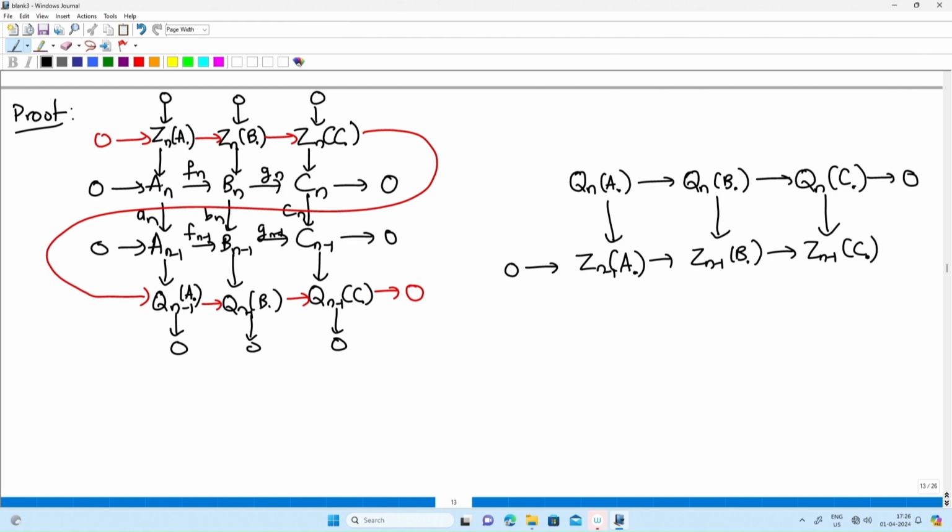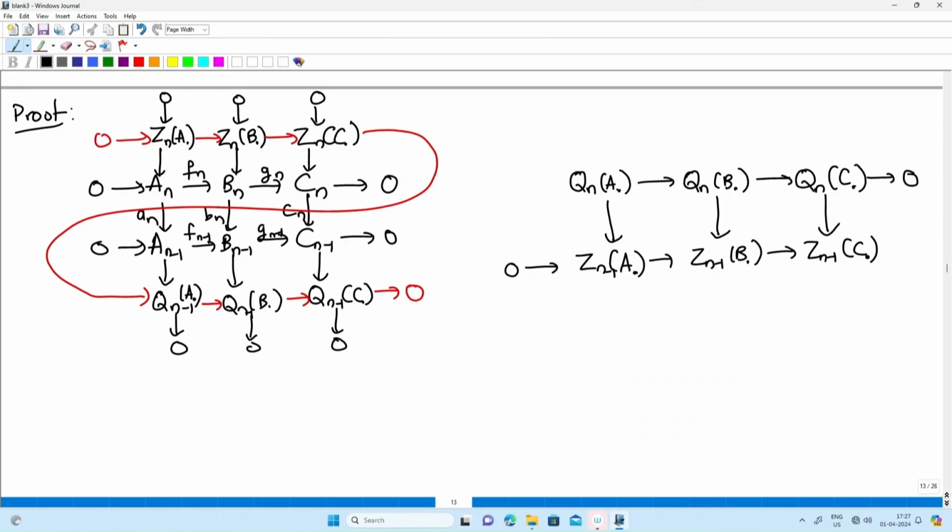But now look here. When you take its composition with the previous one, that must be 0. I mean, we can see that it must factor through the co-kernel. If two elements differ by something in Zn A dot, then they must map to the same element. So therefore, it must factor through the quotient. So we have induced maps from Qn A dot to Zn minus 1 A dot, Qn B dot to Zn minus 1 B dot. This is just induced from An. We are not doing anything else here.